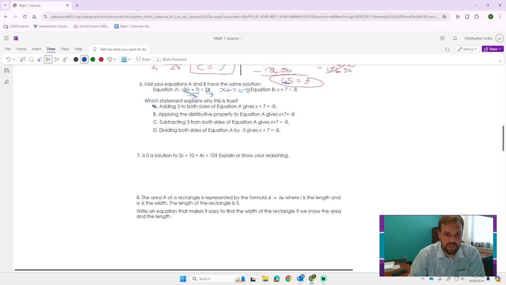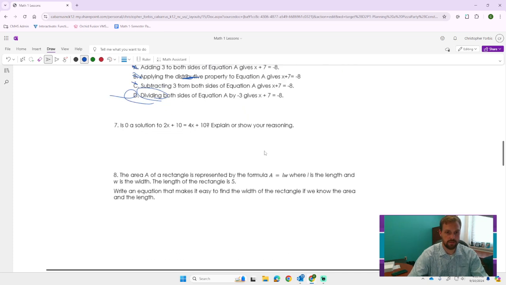Try each of these on your own and see if it's true. It says applying the distributive property to equation A gives us x plus 7 equals negative 8. Well, again, that's not true. We didn't distribute anything. We divided both sides by negative 3 to give us this. So it didn't distribute, it divided. It says subtracting 3 from both sides gives us x plus 7 equals negative 8. Again, no, we're not subtracting. We are dividing. So the answer would be D. Okay.